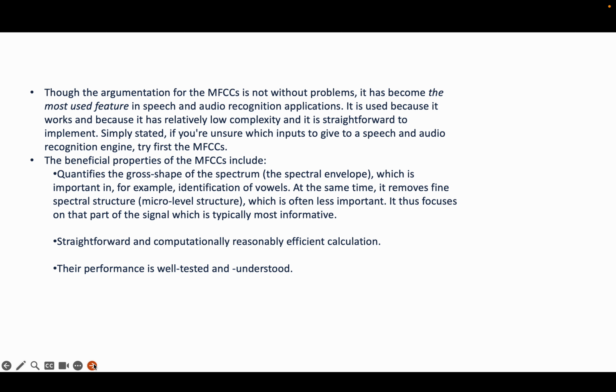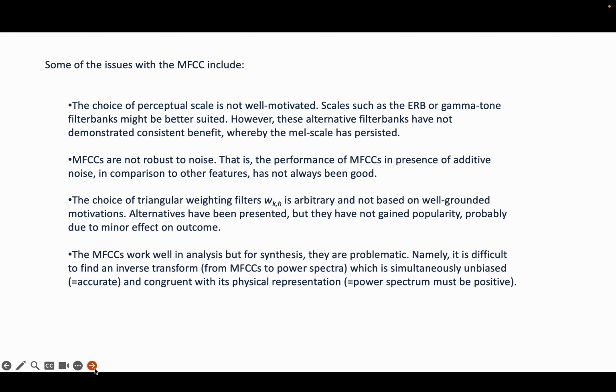Secondly, it's straightforward, with computationally reasonable, efficient calculation. I did reply to an email question that I received that you read a lot about how simple this is. My own personal experience is I tried to do this a few times, and it's okay. I didn't think it was as simple as they say. And then finally, the performance of these coefficients is well tested and well understood.